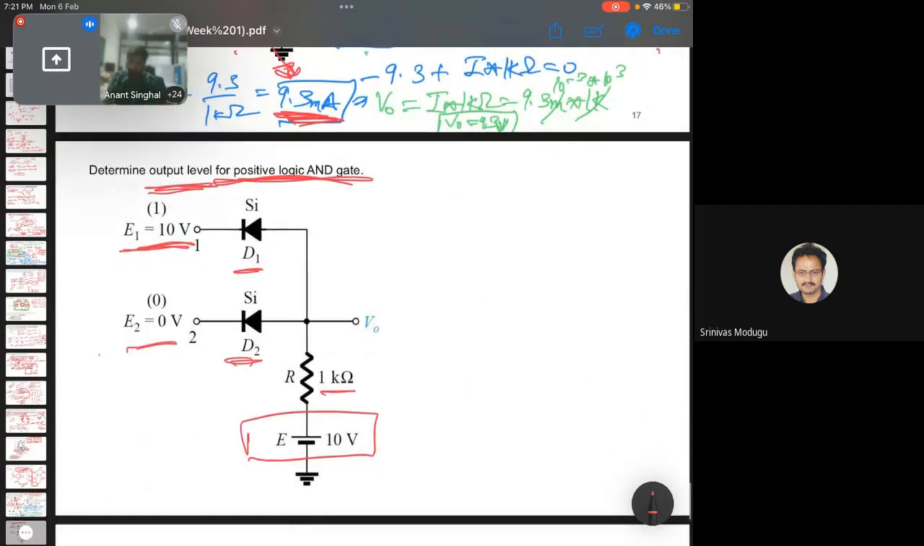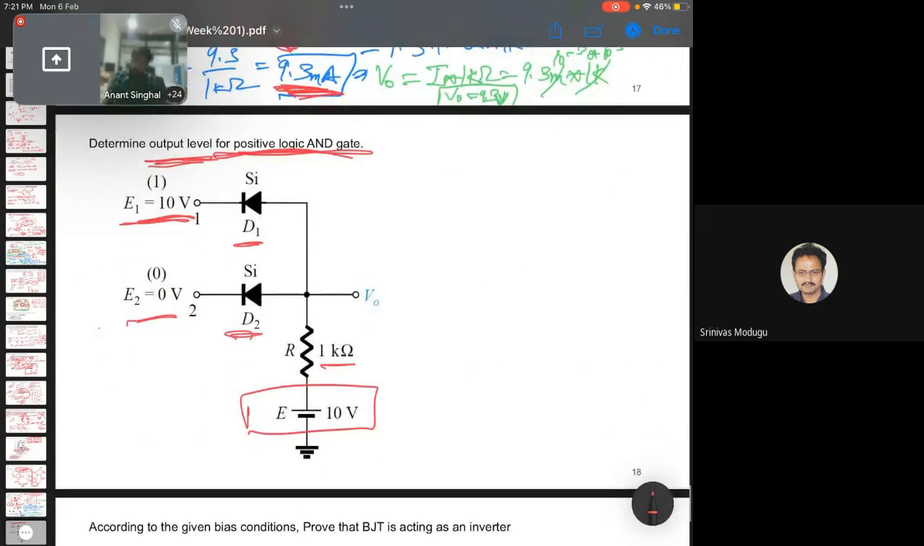Same with this question. Looking at the circuit, we can see the negative terminal of D1 has quite a high voltage compared to the positive terminal, because here is also a 10 volt, but we will assume that D1 is in off state or reverse biased.